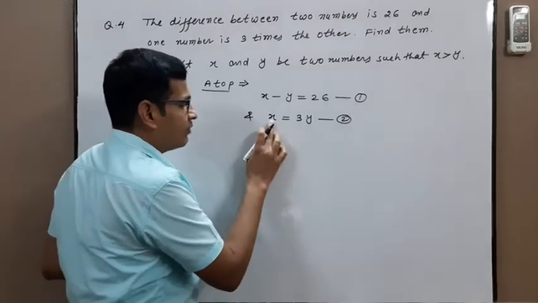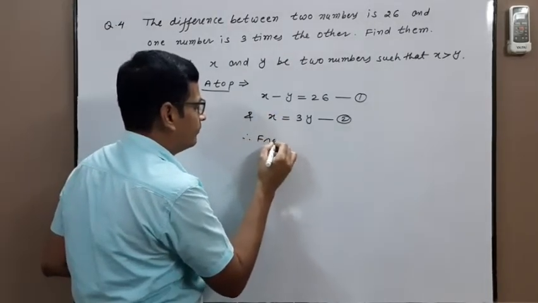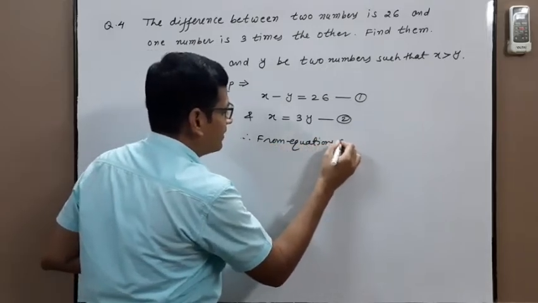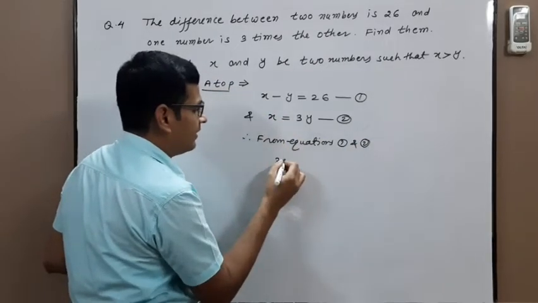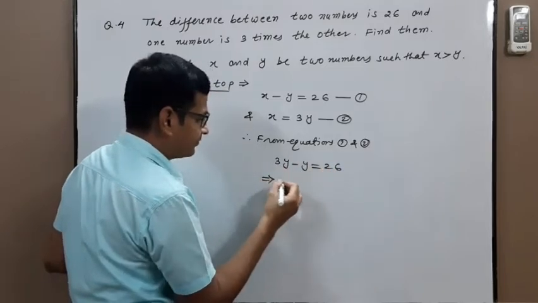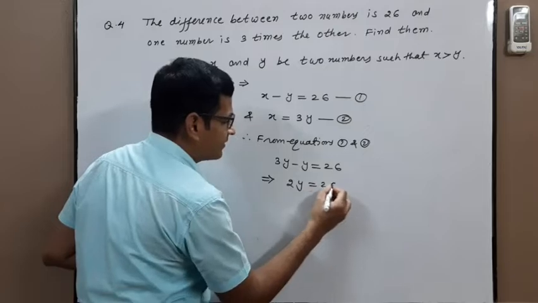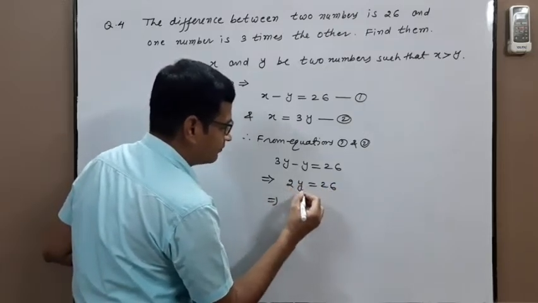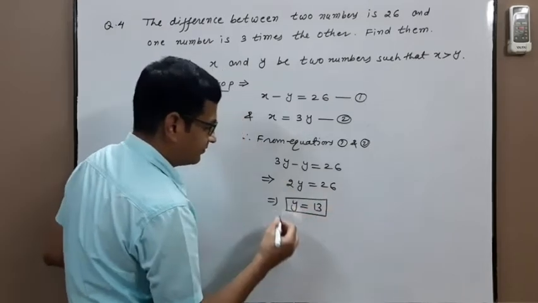Now substitute the value of x from equation 2. So therefore from equations 1 and 2, in place of x write 3y: 3y minus y equal to 26. So y is equal to 13. So one of the numbers is 13.